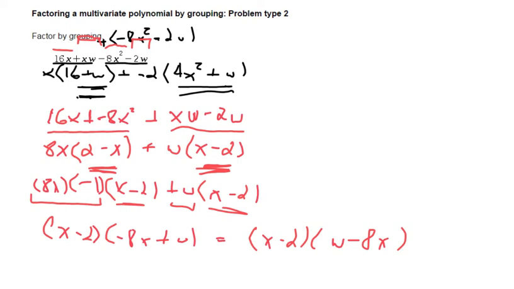X times w is xw, that's this term. Negative 2 times w is negative 2w, that's this term. X times negative 8x is negative 8x squared, that's this term. Negative 2 times negative 8x is positive 16x, that's this term. And so this is the correct factorization because when I multiply it, I get the original polynomial back.